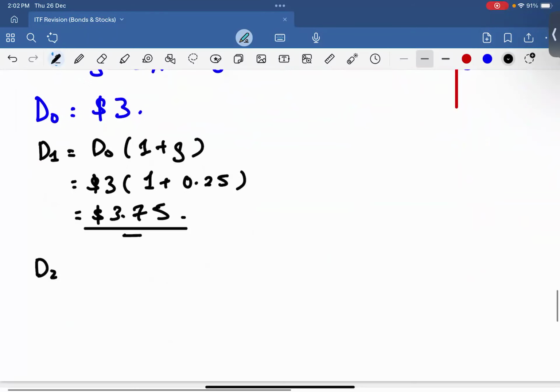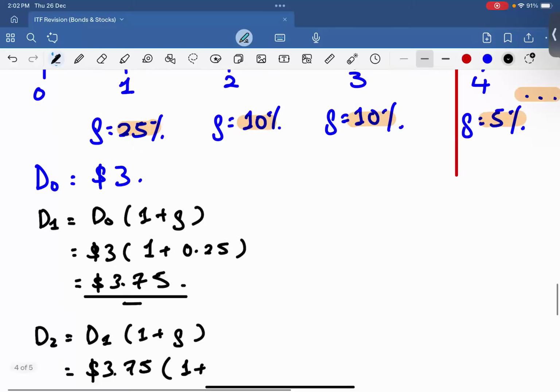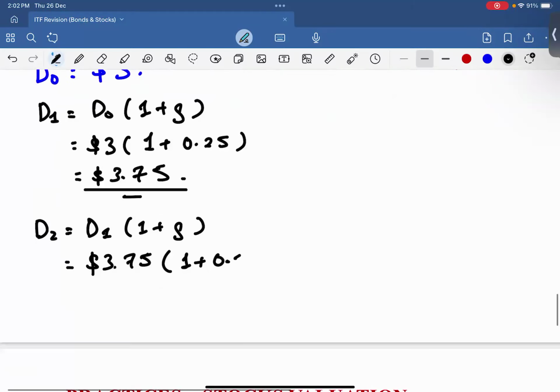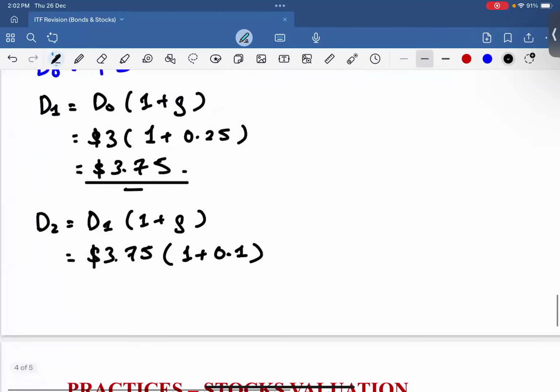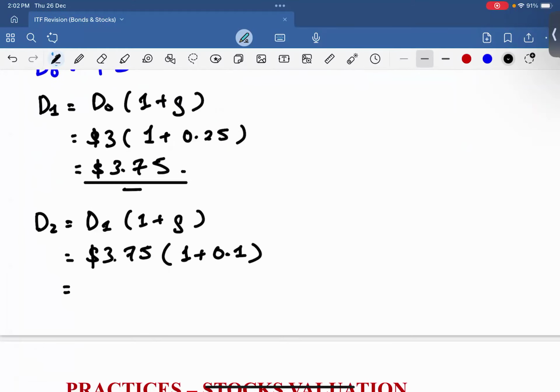Okay, D2 equals to D1 bracket 1 plus G. G is 10%, in year 2. So usually for this question, you draw timelines so that you will never make mistake.